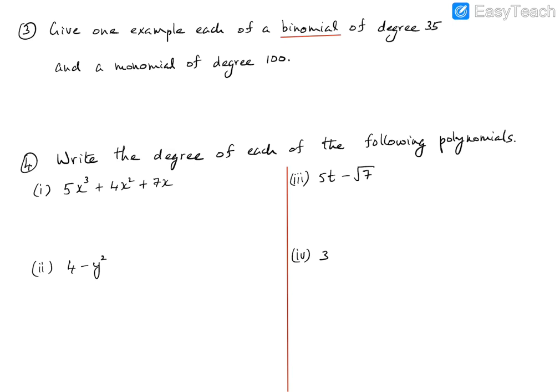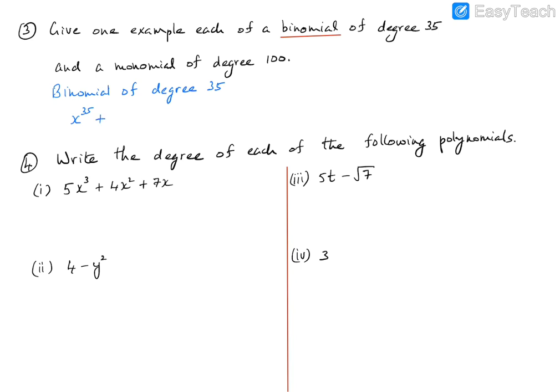So binomial of degree 35, let me write that clearly. We want degree 35, so we can put some x power 35. So the variable is x. We can make it y also, y power 35 or t power 35, whatever variable we want to choose. So the highest degree should be 35, and we want this to be a binomial. That means we need two terms. So we have one term already here, so we need to include one more term.